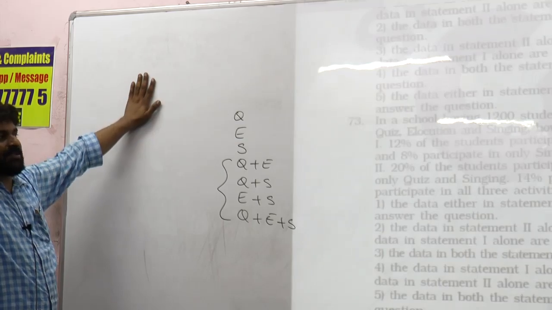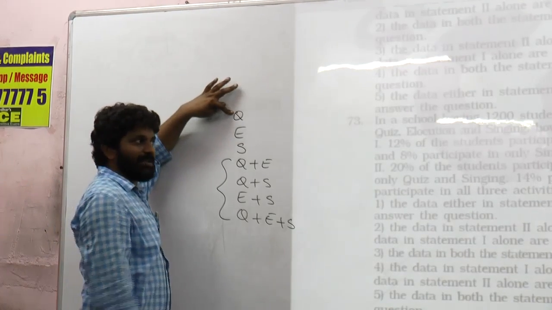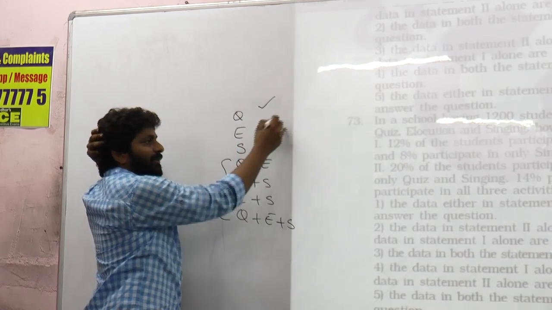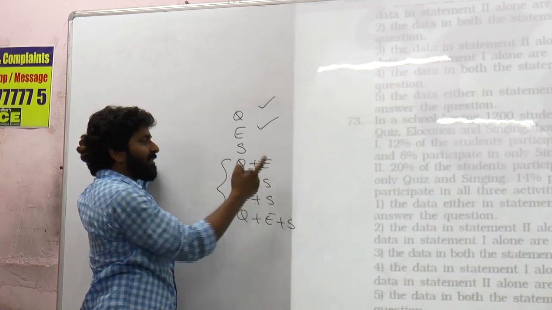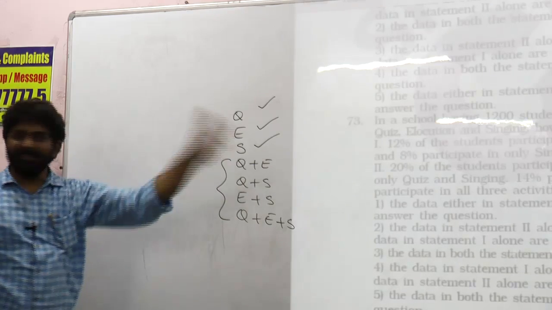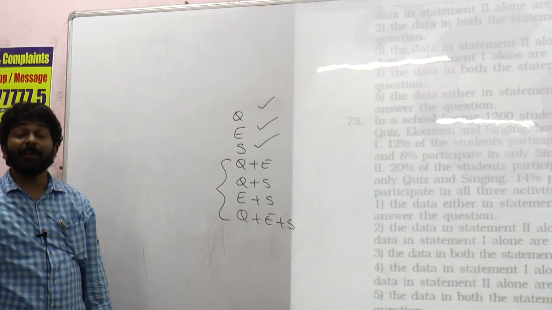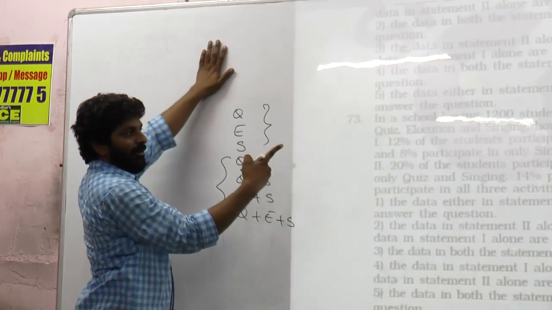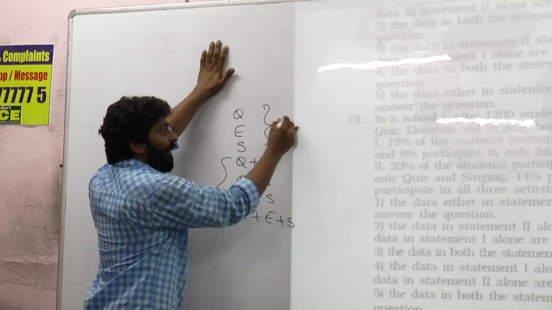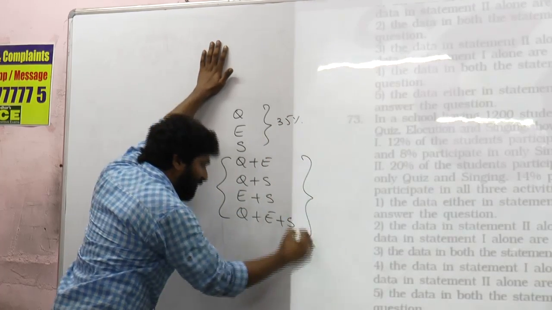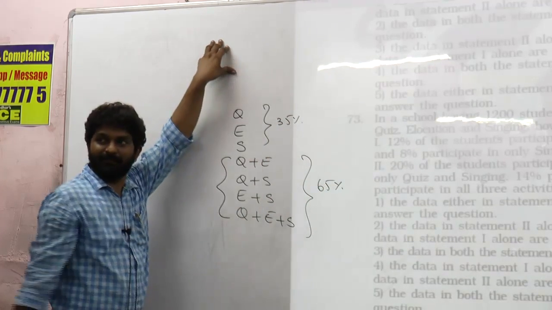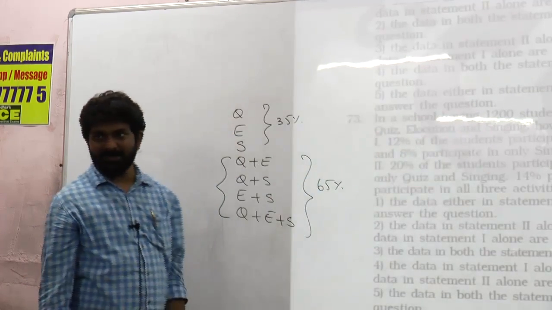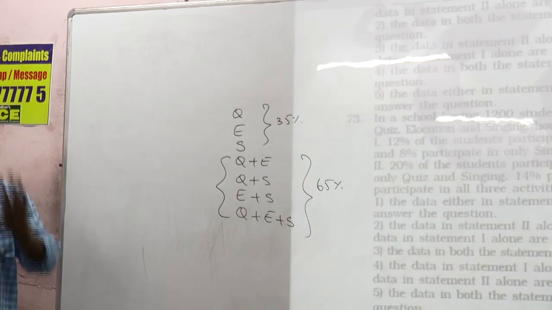12% of the candidates passed in only quiz. You are given only quiz. 15% participate in only elocution. 8% participate in only singing. Using this information, can you get the answer or not? Yes. These 3 together form 35%. So the remaining will be 65%. Calculate 65% on this number, you will get your answer. Yes or no? You will get it from only 1 alone.